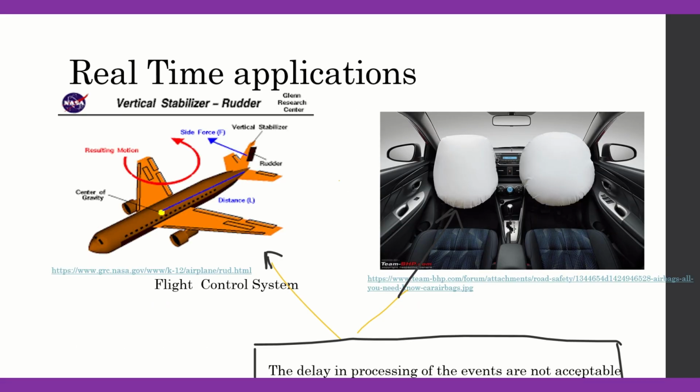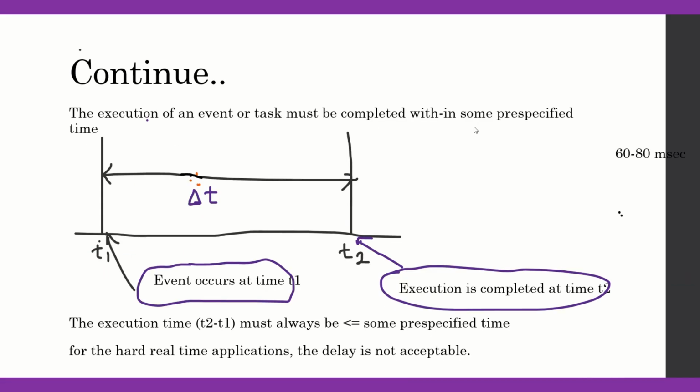Therefore we have to design specific operating systems for embedded applications. The execution of an event or task must be completed within some pre-specified time. For example, an event occurs at time t1 and execution is completed at time t2. So the execution time, t2 minus t1 or delta t, must be less than or equal to some pre-specified time. For hard real-time applications, the delay is not acceptable.